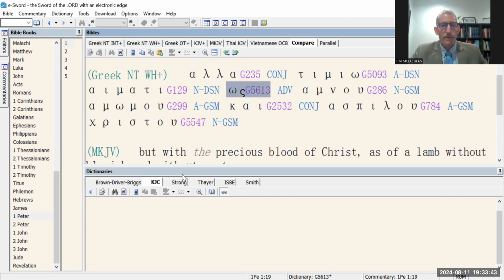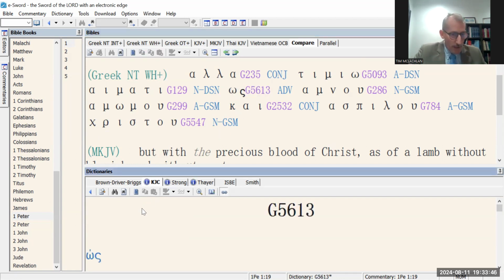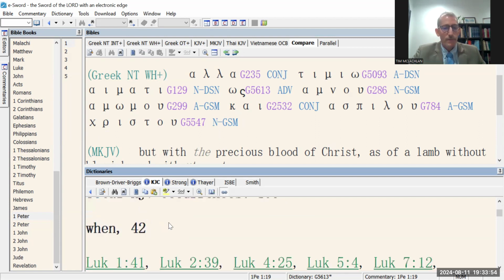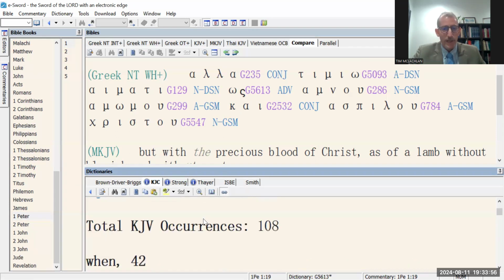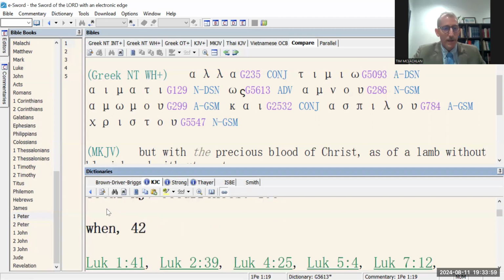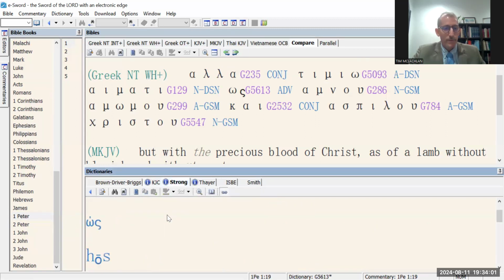So hos means here. Now, you don't see it in the software up here, but here we have the rough breather. You can see it on here. They put it on there, and so the word is hos. You see this word a lot. How many times? 108 times in the New Testament. And I'll just give you the different meanings here.